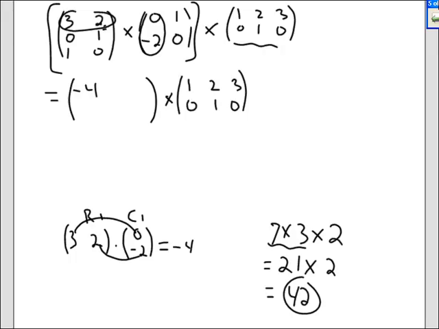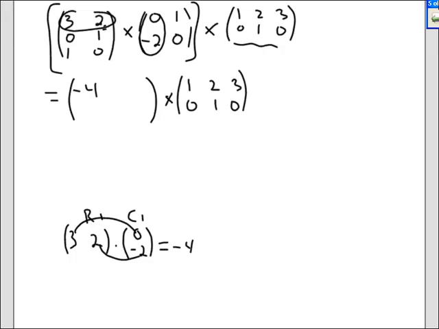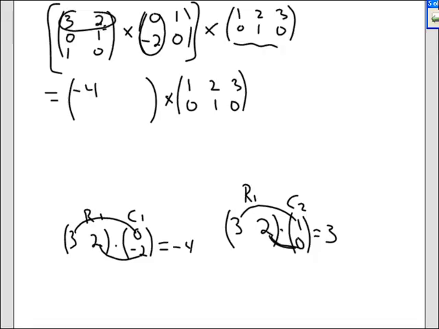Now we are going to take the first row and multiply it by the second column. And when I say multiply, I mean dot. I'm going to take the dot product between the two. 3 times 1 is 3. 2 times 0 is 0. 3 plus 0, 3. Row 1, column 2. That's where I'm going to put it.